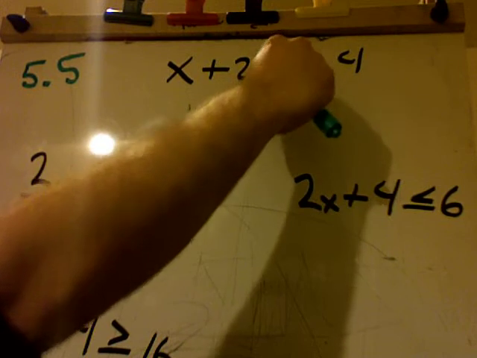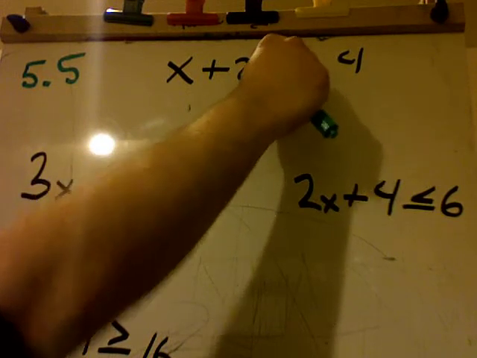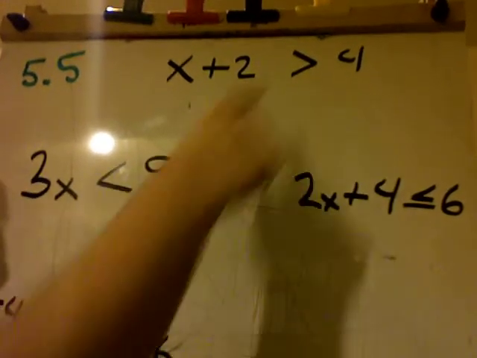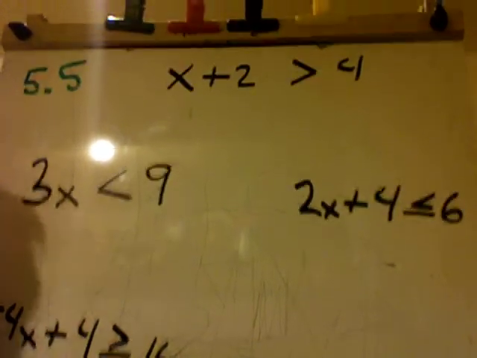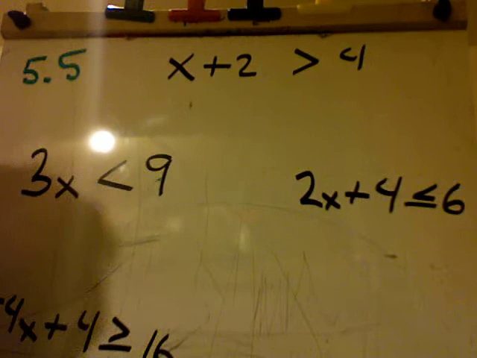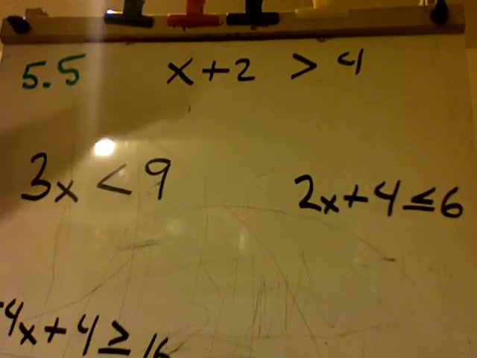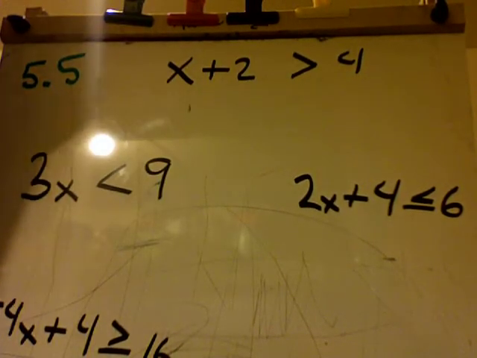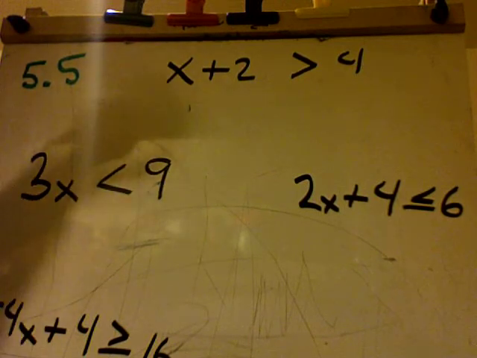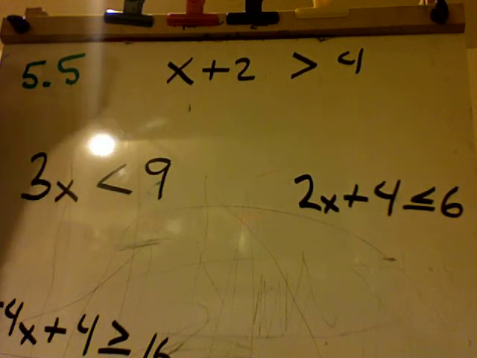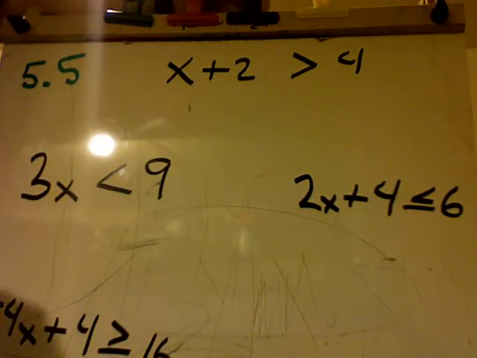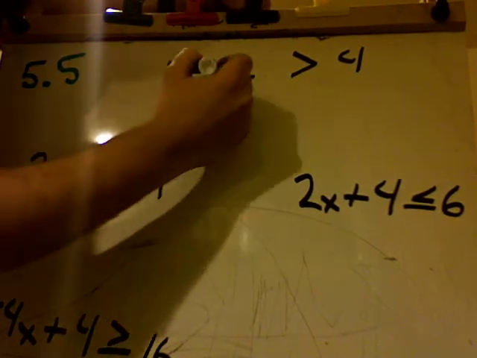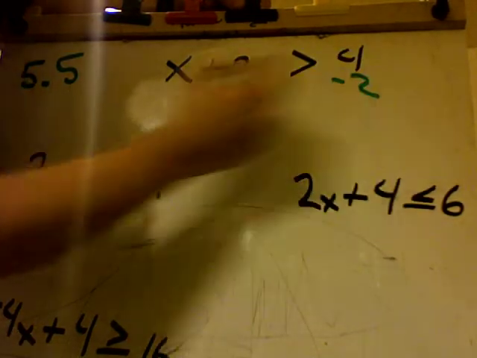So remember that when you have an inequality, the mouth is always trying to eat the larger number, and it's pointing at the smaller number. So what I want to do is treat this in a lot of ways like an equation. Whatever I do to one side of an inequality, as long as I do it to the other, I'm okay. So I'm going to subtract 2, subtract 2.